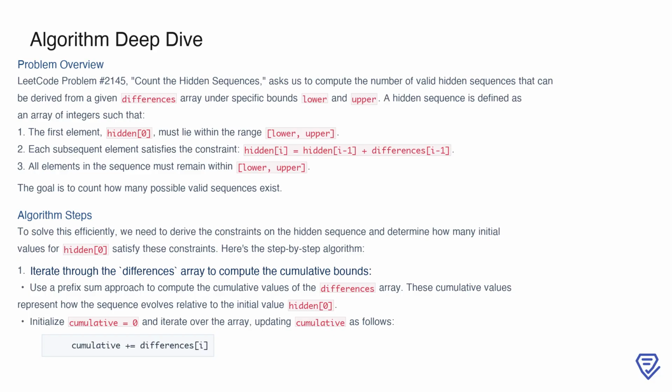To solve this, we need to evaluate the constraints on the sequence and determine the possible values for the initial element, hidden[0]. This can be done efficiently by leveraging a prefix sum approach to compute the cumulative changes in the sequence. Let's break the algorithm into clear, actionable steps.